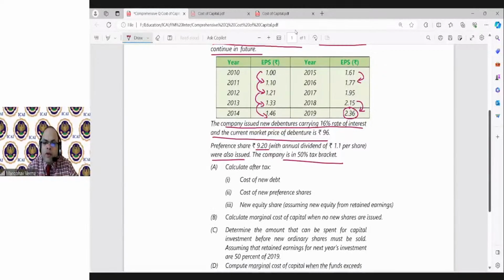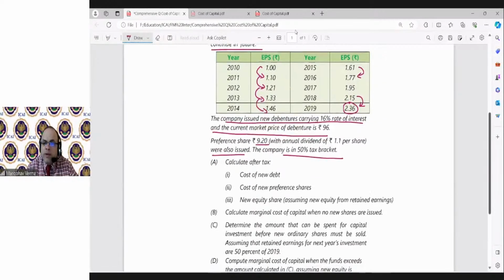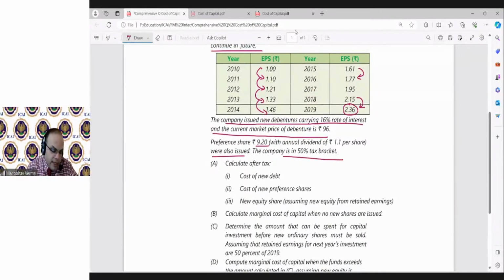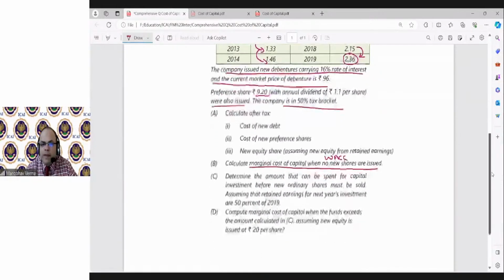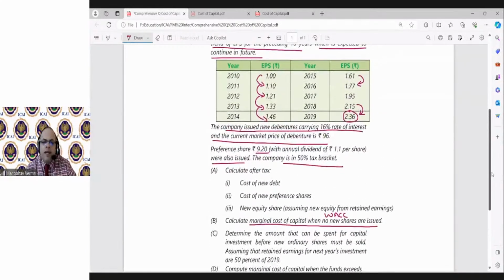So we also have to calculate marginal cost of capital when no new shares are issued. Look at the second question, guys. The question number B says marginal cost of capital when no new equity shares are issued. That means we are calculating WACC, nothing else. So we'll come to option number C and D in a while. Let's target option number A first.